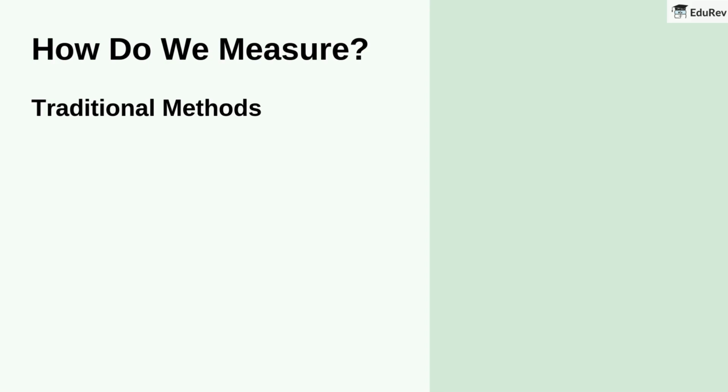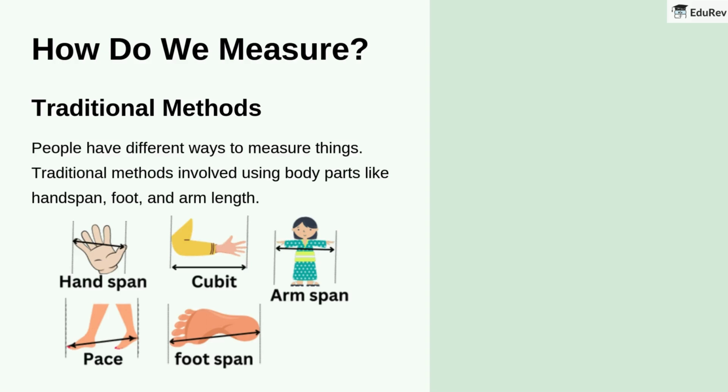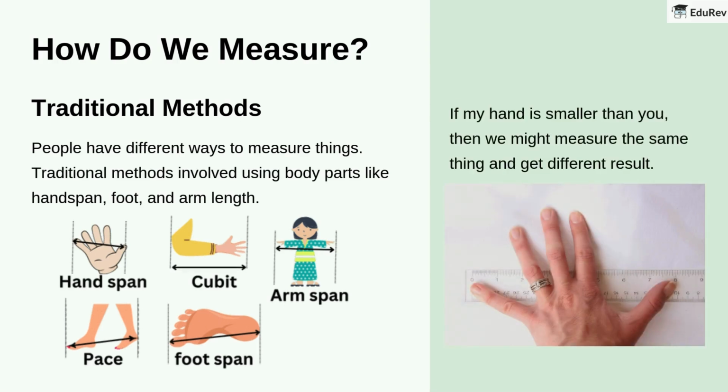How do we measure? First, let's think about how we measure things. People have different ways to measure things. Traditional methods involved using body parts like hand span, foot, and arm length. Have you ever seen someone use their hand or foot to measure something? It's fun, but think about it. If my hand is smaller than yours, we might measure the same thing and get different results. That's why we need a more consistent way to measure.